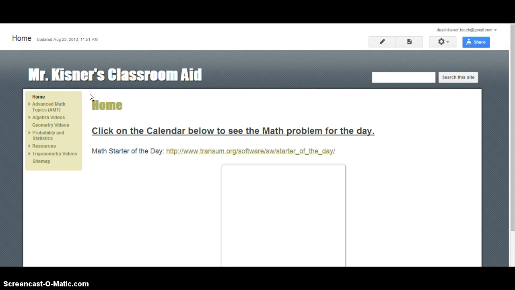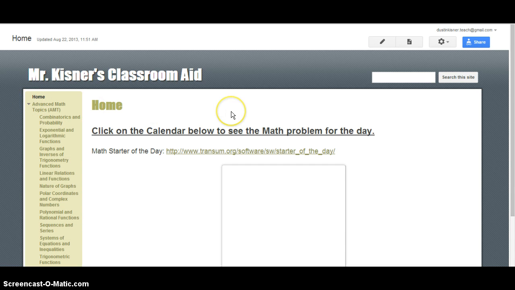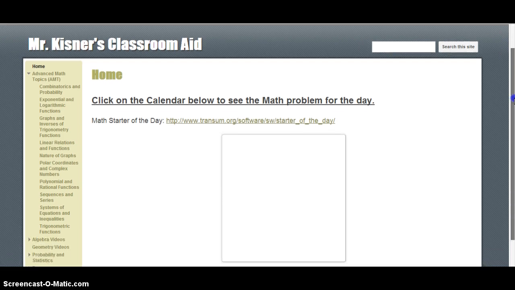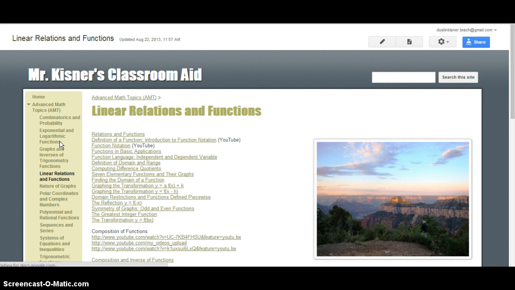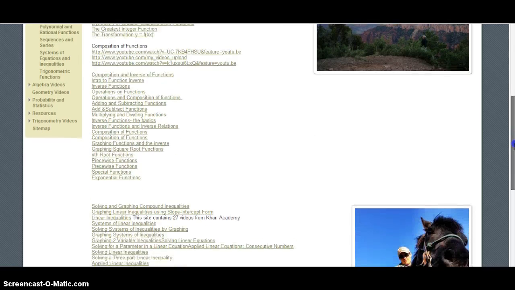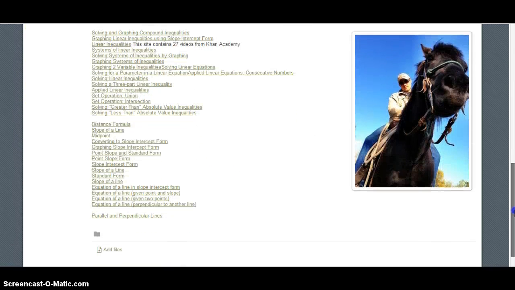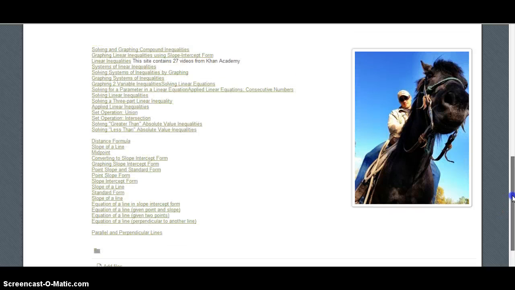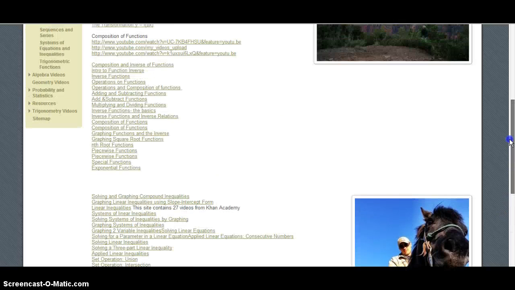So for example, the classroom I just showed you was advanced math topics. So then you have also algebra, geometry, probability and stats, other resources, and then trig. So let's just look at advanced math topics, which is basically the class is like a pre-calc class. But anyways, let's say they're struggling with the unit linear functions and relations. So if they click on that, linear relations and functions, it gives them a list of videos that they can look up. So if they didn't know what concept they were struggling with, it'd be really hard for them to use this as a resource.